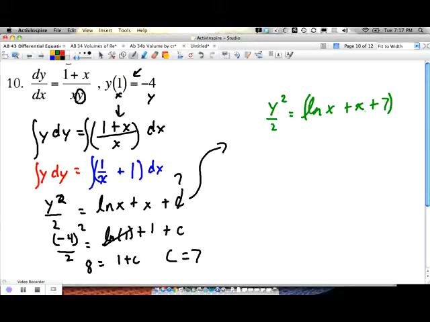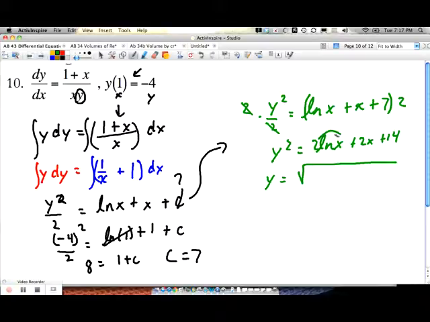So first thing I got to do is multiply both sides by 2. Get rid of that 2. Then I have y squared equals natural log of x times 2 plus 2x plus 14. Then I got to square root both sides. That's going to give me y equals square root, radical. Now this 2 we can bring up here with the x. You'll probably see that in your multiple choices on an AP test. Plus 2x plus 14. That one is done.